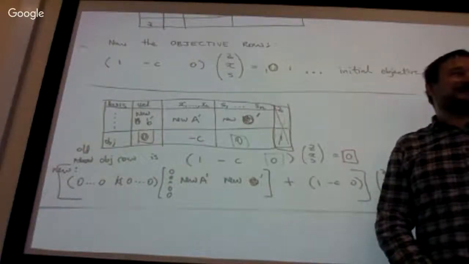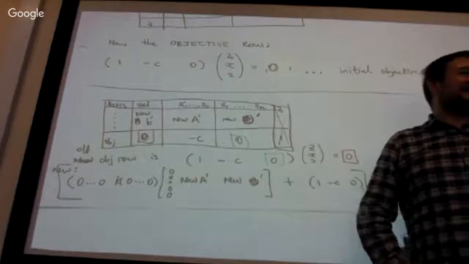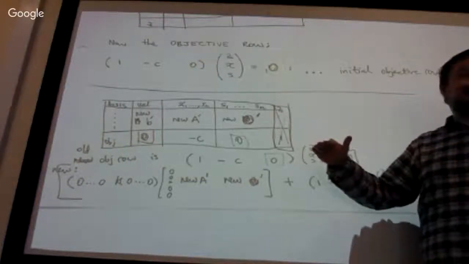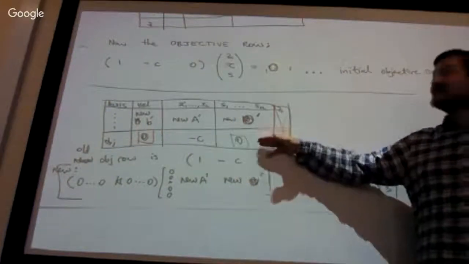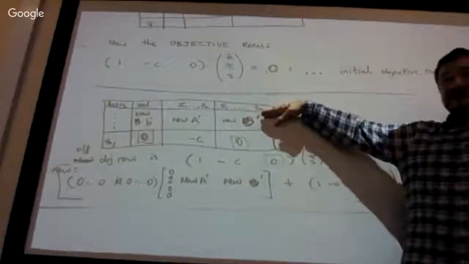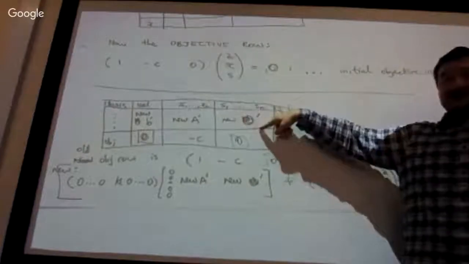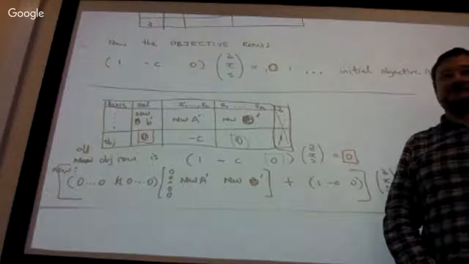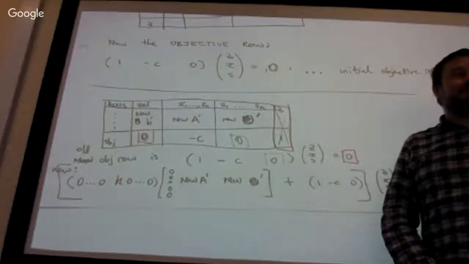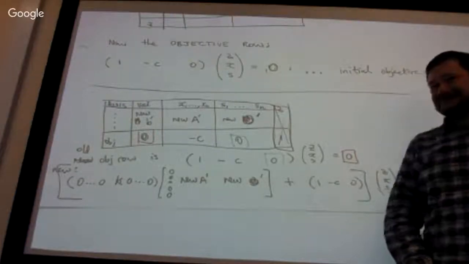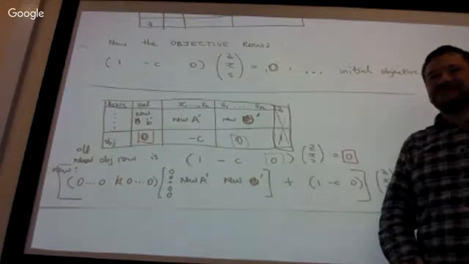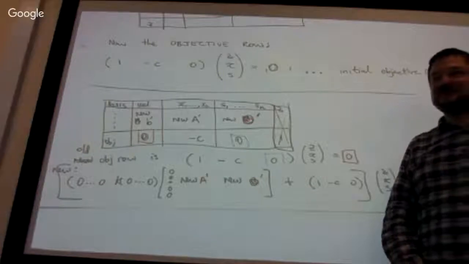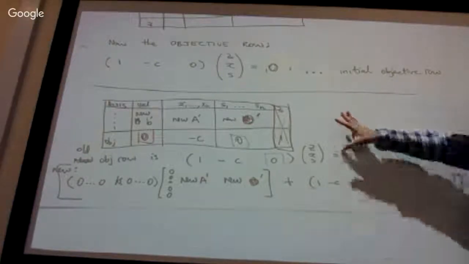If you've done it, you haven't done it, then perhaps you don't know. But you've done a lot of it. This is how it went, didn't it? Every time doing the pivot row meant I take a multiple of one of these rows, add it to the objective. Okay? Okay. Okay, so that's the whole point.